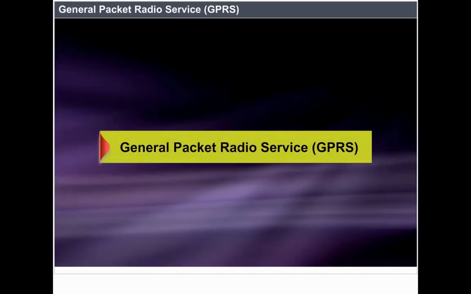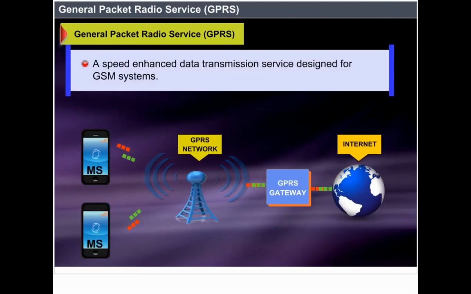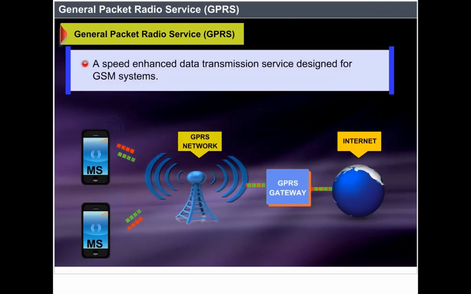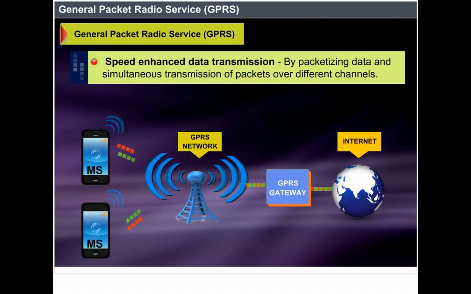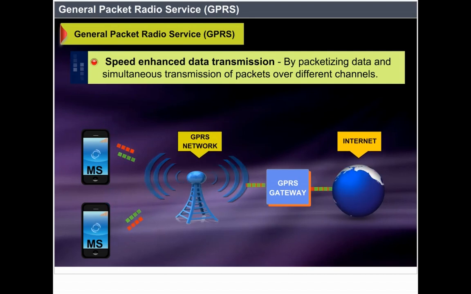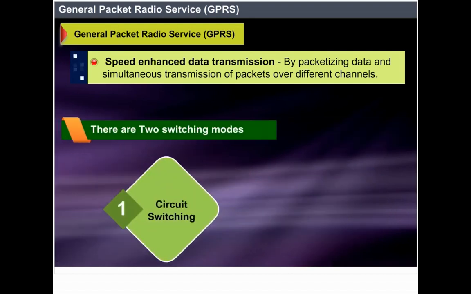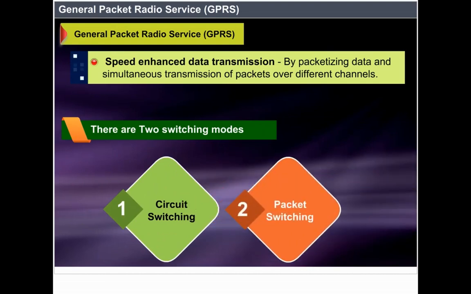General Packet Radio Service (GPRS), a speed-enhanced data transmission service designed for GSM systems. Speed is enhanced by packetizing data and simultaneous transmission of packets over different channels. There are two switching modes: circuit switching and packet switching.